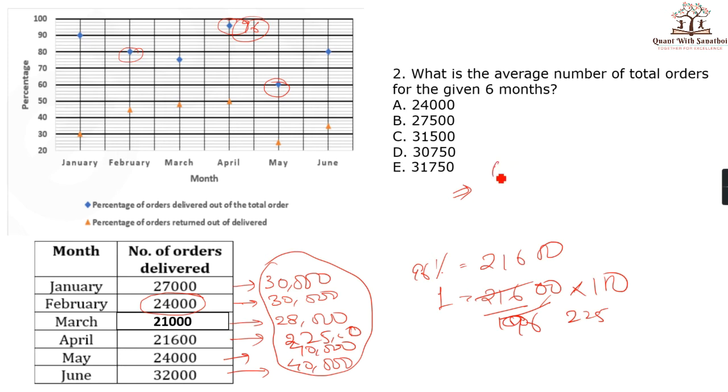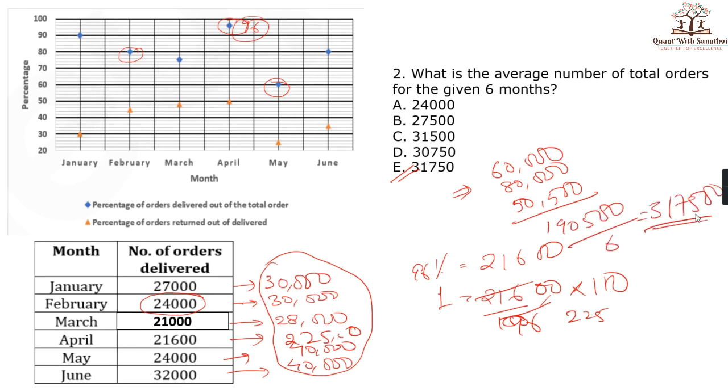There are 230,000, that means 60,000. Then we have 80,000. Then we have 50,500. Okay, what is the sum of this? 190,500 divided by 6, which will be equal to 31750. So the answer will be option E. Okay, now look at the next question.